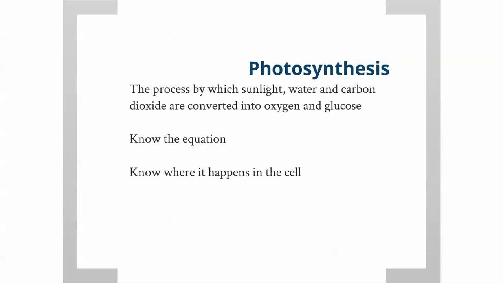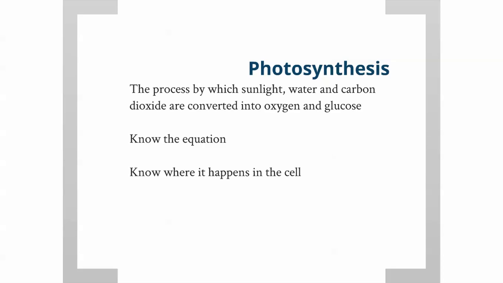Okay, photosynthesis. We did that activity with the blocks. So photosynthesis is where sunlight, water, and carbon dioxide are converted into oxygen and glucose. You need to know the equation. Just know it. I didn't put it in here. You can look it up. You can find it. It's on that sheet with the leaves on it. You had to figure it out.